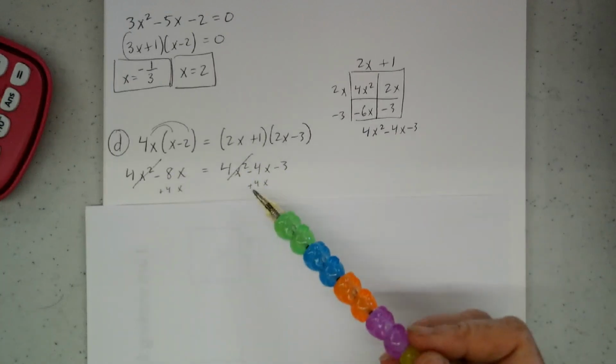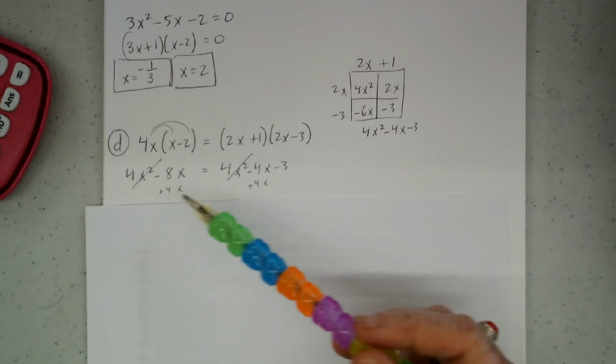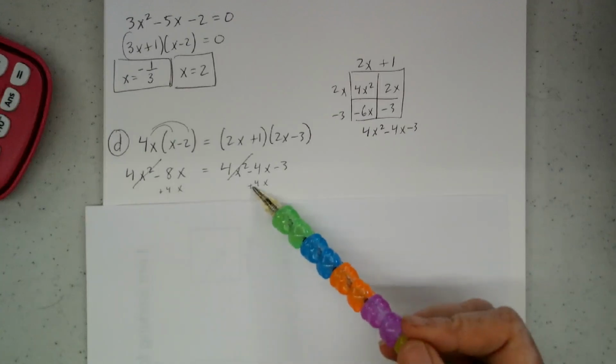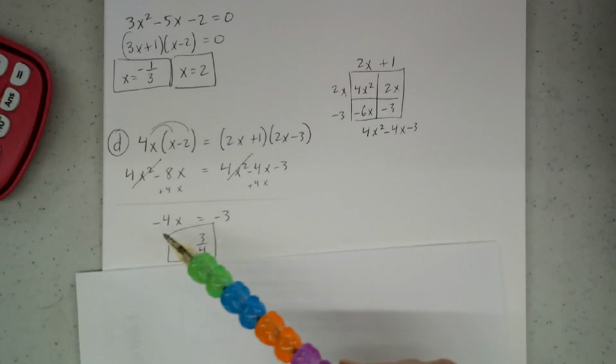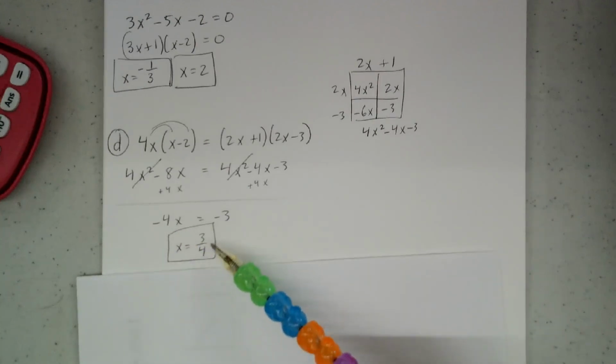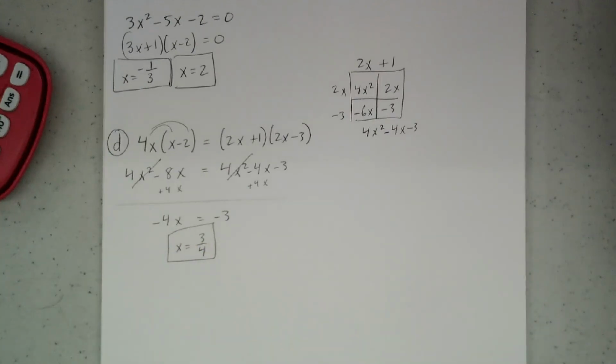And then I wanted to get the x's on the left, so I added 4x on both sides. Then I got negative 4x equals negative 3, divide by negative 4 on both sides, and I get 3/4. And there you have it.